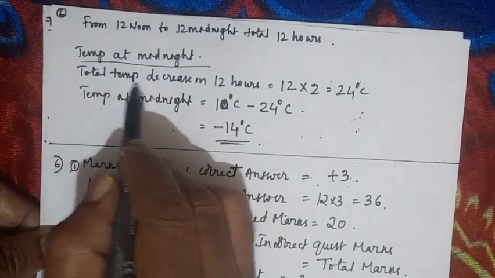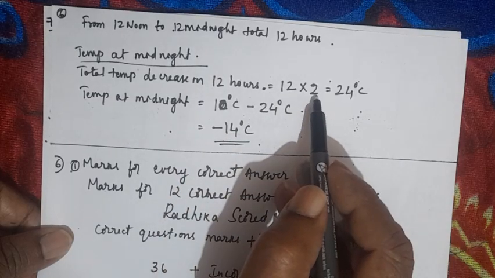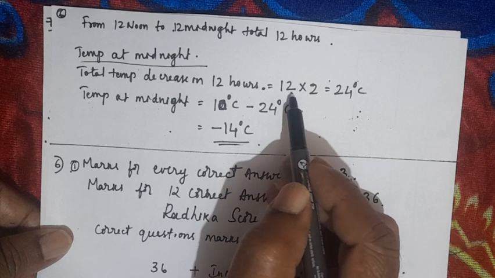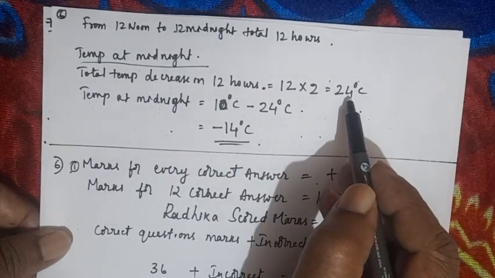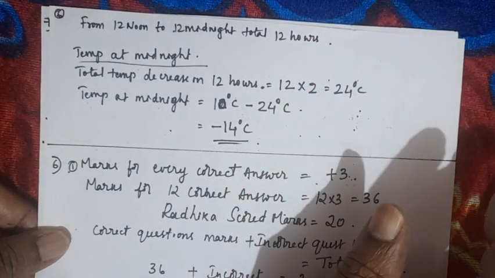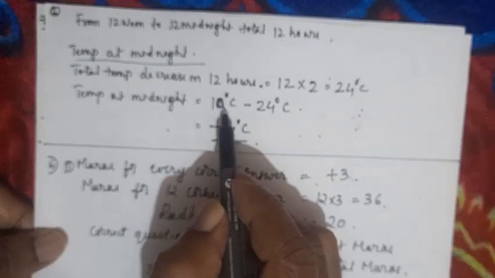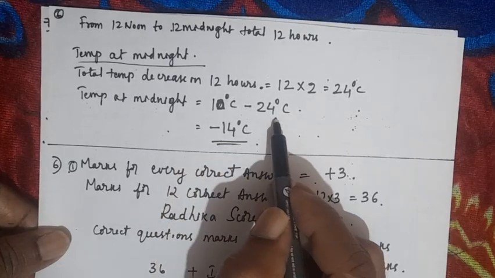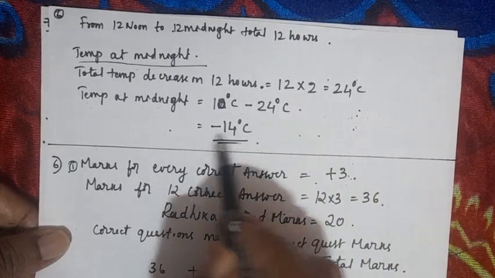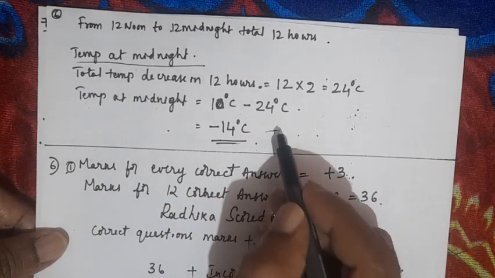The temperature is decreasing 2 degrees centigrade per hour. Now for 12 hours, how much will it decrease? It will decrease 24 degrees in total. So the temperature at midnight is equal to the initial temperature, 10 degrees, minus 24 degrees. So that is minus 14 degrees. Minus 14 degrees is the answer.